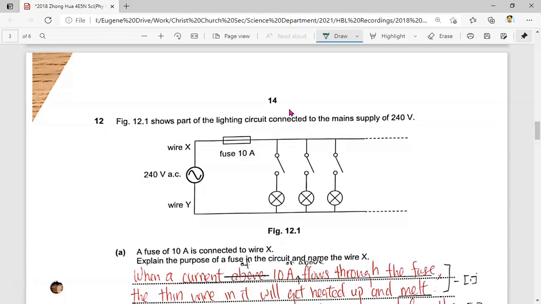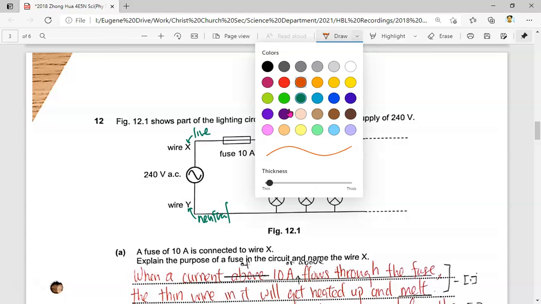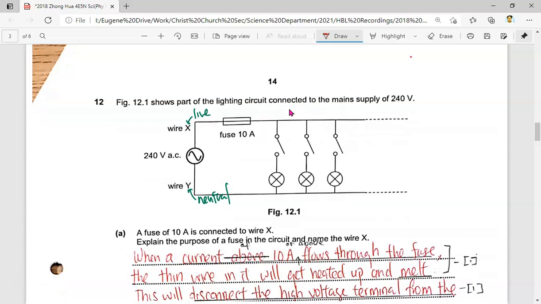Now, the place where the fuse is attached. If you look at it, this is a household circuit. The place where the fuse is attached tells me that this wire here is the live wire. This wire here, hence, must be the neutral wire. In a normal circuit, a live and a neutral wire is sufficient.